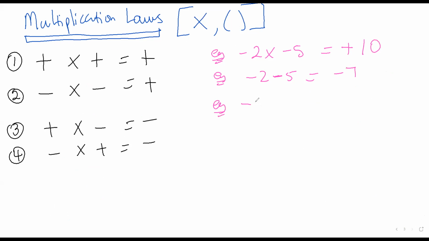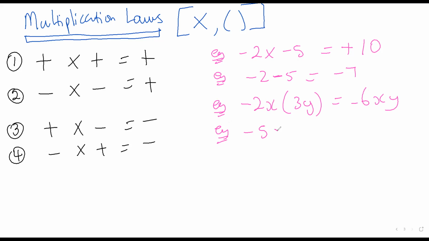Next one. Minus 2x by 3y. Brackets here, we know we're going to multiply, right? 2 by 3 is 6. x multiplied by y is xy. Negative multiplied by positive. Positive is understood, right? Negative multiplied by positive is negative. Simple, right?